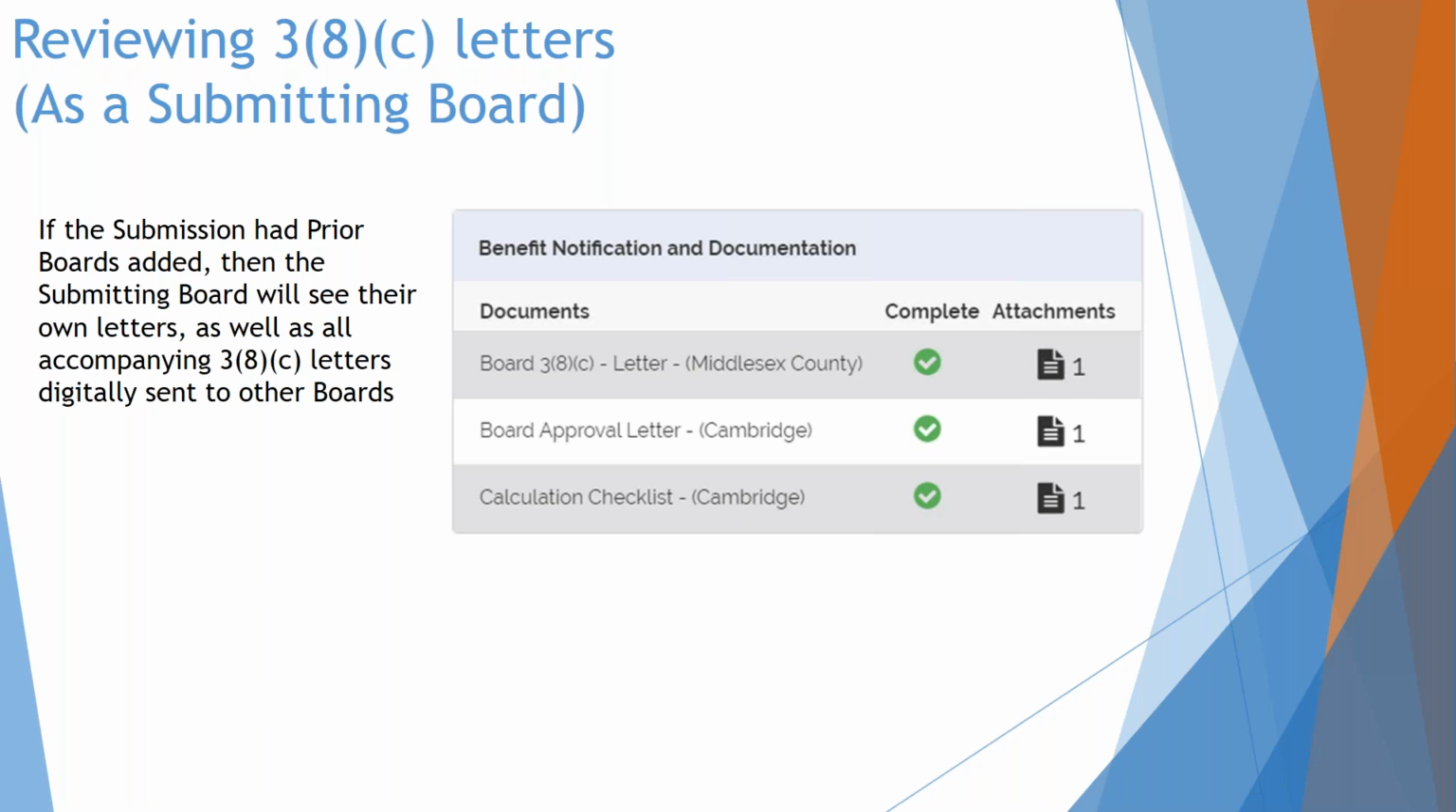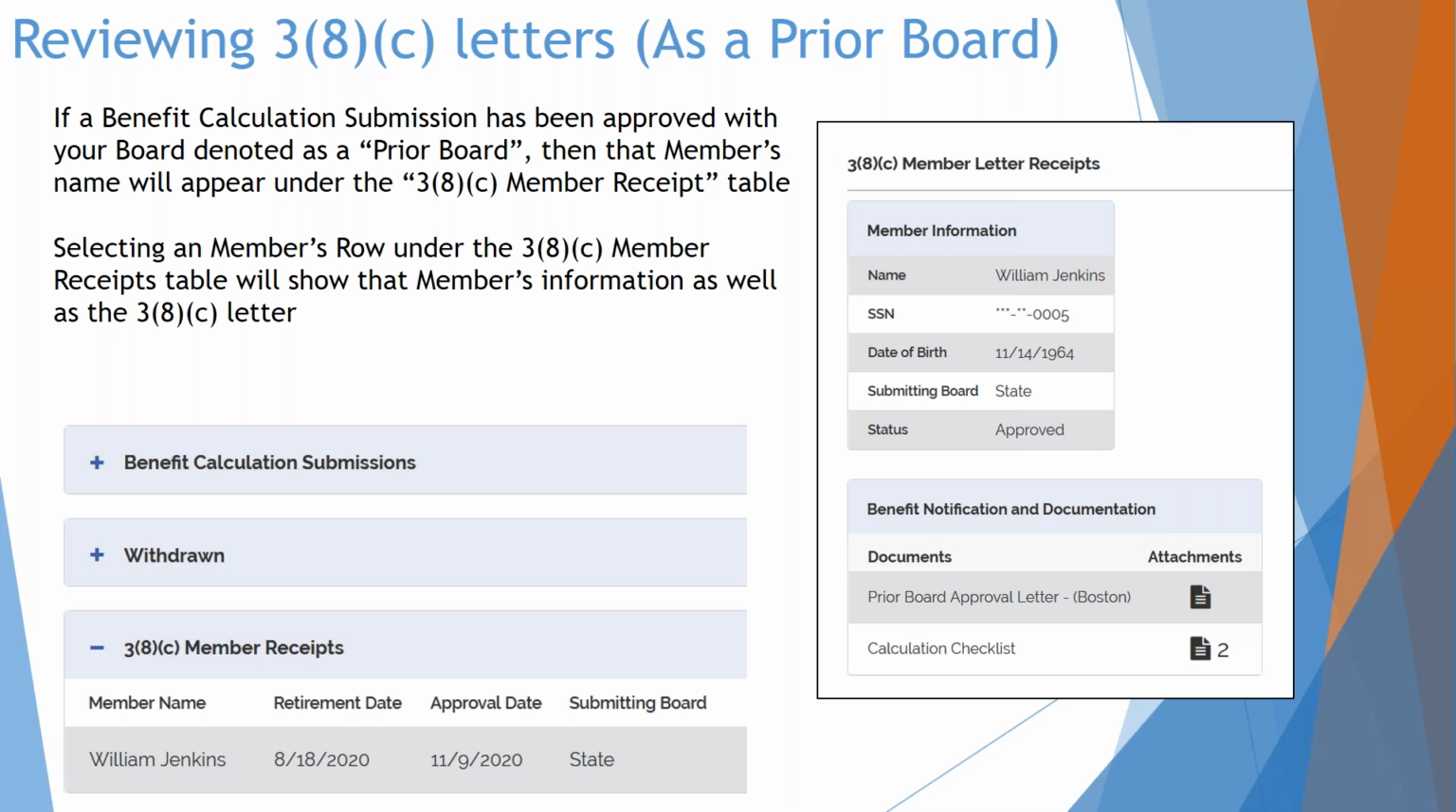Actually, am I the wrong one? It looked like this. If you're selecting an individual, for 3.8c member stuff, you'll see a smaller window on the right-hand side, as we see here, and it will show very specifically the prior board approval letter, as well as the individual calculation checklist that was attached for that 3.8c letter.